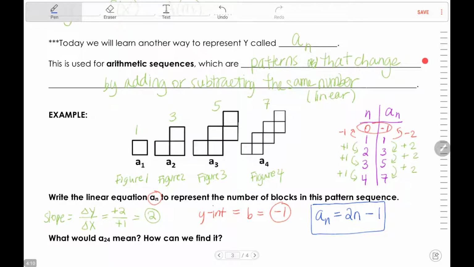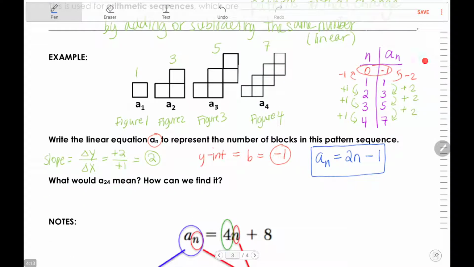So what would it mean for us to find a base 24? How can we find it? Well, by now you should see that this small number here, this base number, is our input, or our x value or n value. And then it's asking us, what is the output when the input is 24? Well, we're going to check that in our equation here.